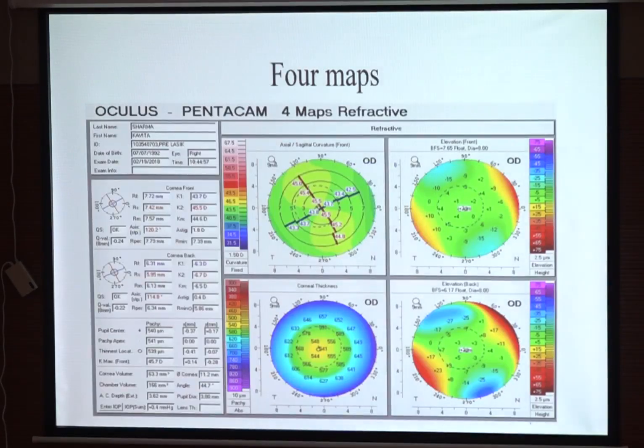So this is a classical 4-map refractive map which is seen in a Pentacam, in which you can see that on the top leftmost corner you have the patient details. Then on the left side over here you have all the parameters of the front cornea as well as the back cornea, which includes your keratometry value, the astigmatism. Then you have the values related to your corneal thickness, the pachymetry, and then you have certain other values. This we are going to discuss in detail in a while. The 4 maps that are depicted in this 4-map refractive map include your axial or sagittal curvature map, the anterior elevation, the posterior elevation and your corneal thickness map.